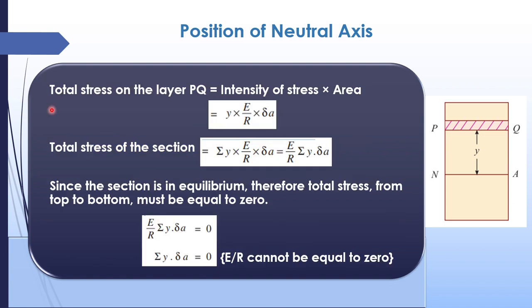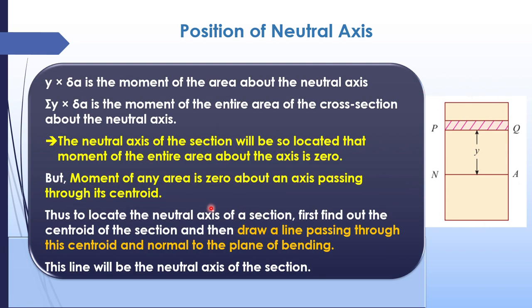So in this equation we have found that the moment of area should be 0. The moment of area should be 0 to make this particular beam in equilibrium. That means the neutral axis of a section will be so located that the moment of the entire area about the axis is 0. Now where is the moment of area 0? The moment of any area is 0 about an axis passing through its centroid.